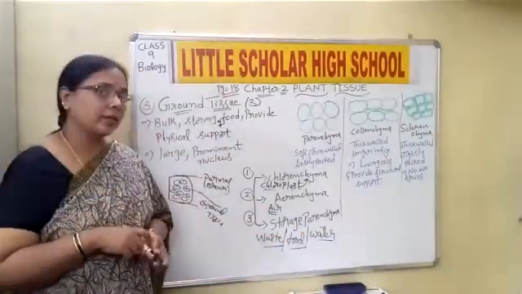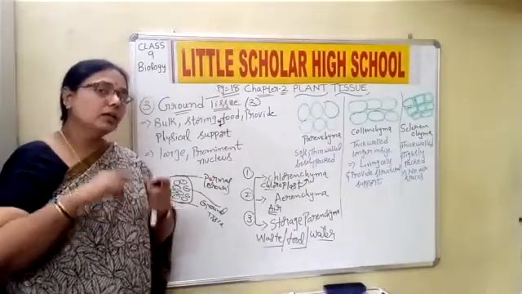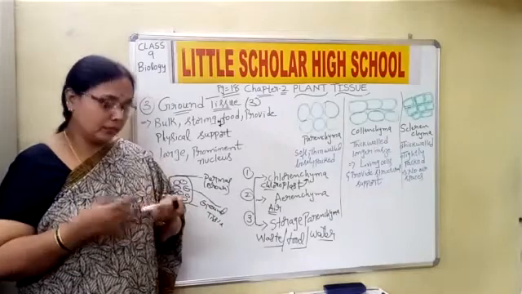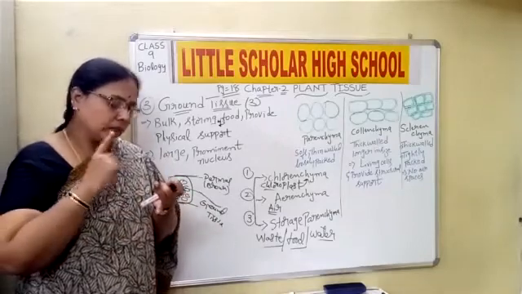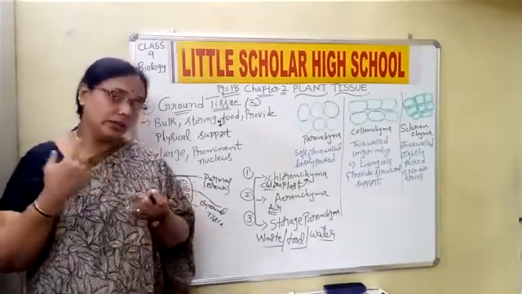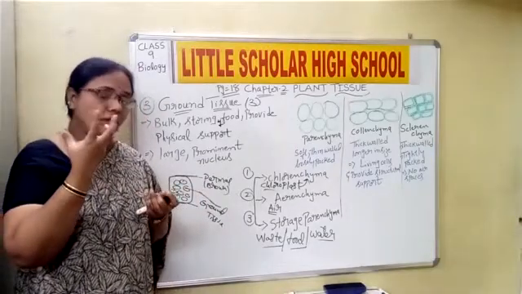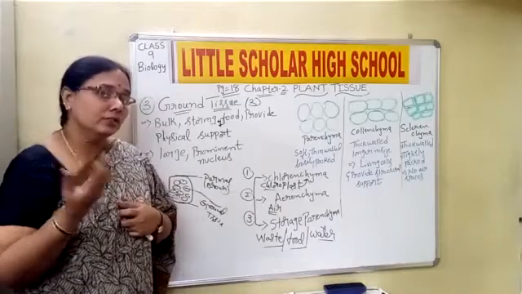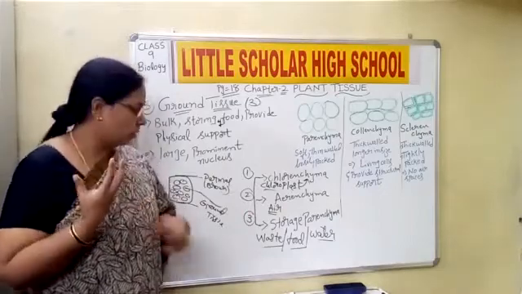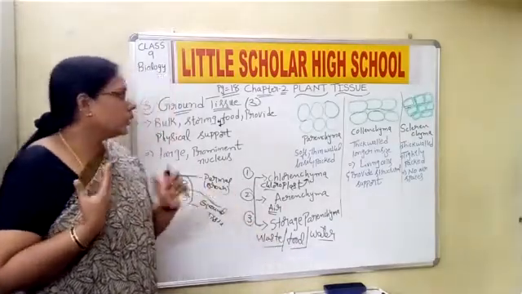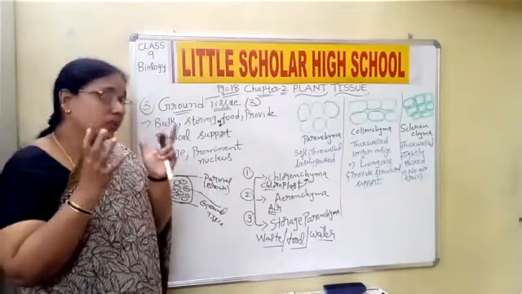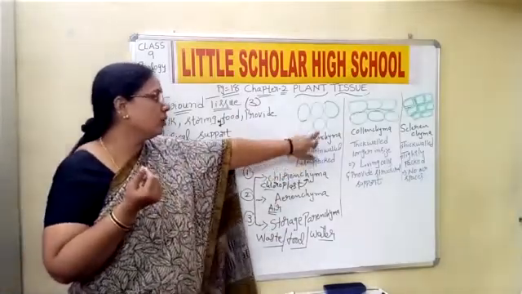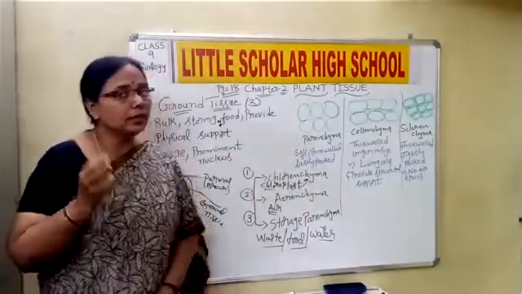Understood, children? So parenchyma is divided into three: chlorenchyma holding chloroplast or chlorophyll. Then aerenchyma, holding the tissues which contain air. Then we have storage parenchyma which stores water or waste or the food. So this is about the parenchyma. And how is the nature of this parenchyma? They are soft in nature, they are thin walled, and they are loosely packed.